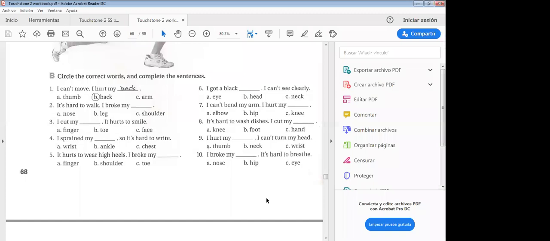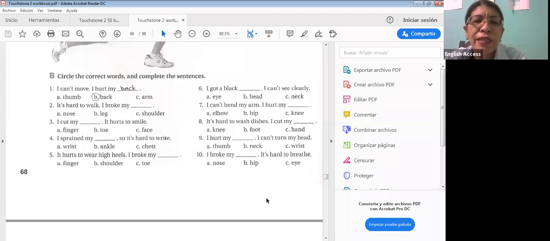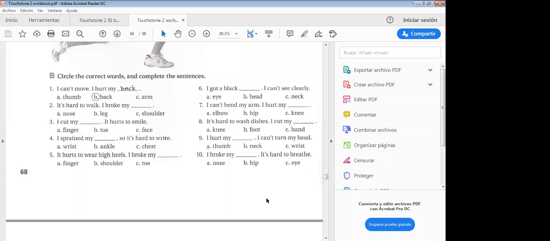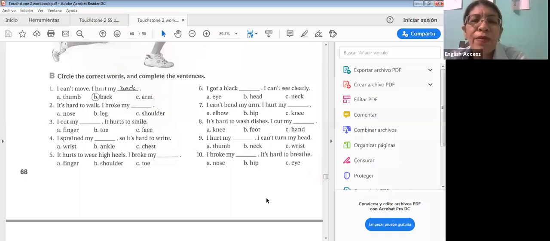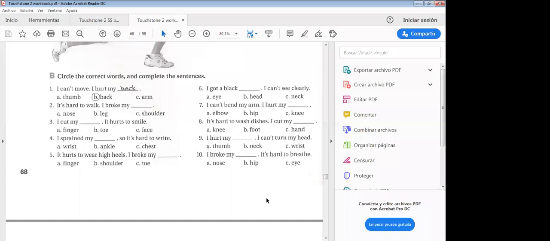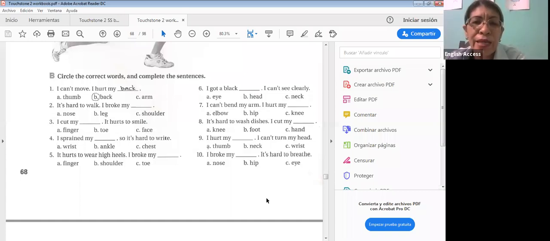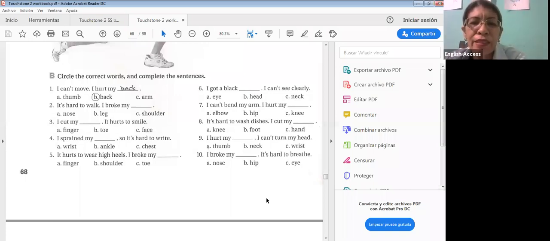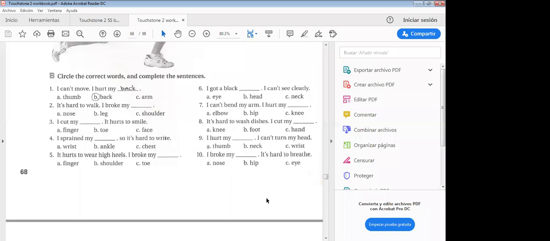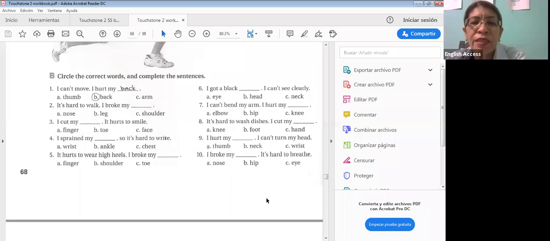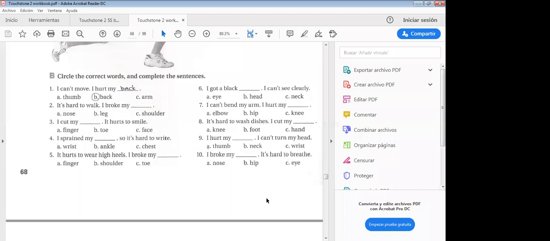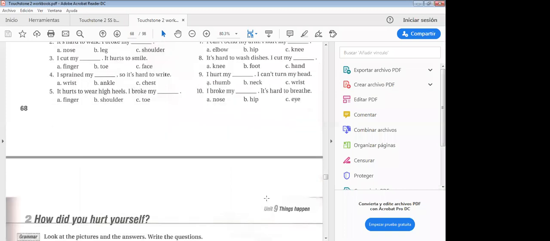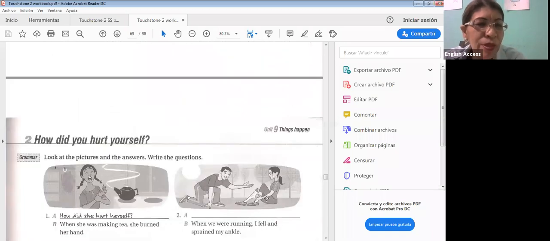I broke my toe. Number 6. I got a black eye. I can see clearly. Number 7. I can bend my arm. I hurt my elbow. Yes, number 8. It hurts to wash dishes. I cut my hand. Number 9. I hurt my neck. I can turn my head. Number 10. I broke my nose. It's hard to breathe. Breathe. Okay, now let's move to exercise 2.